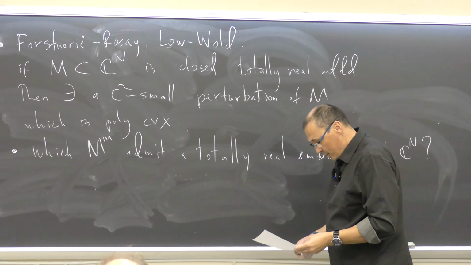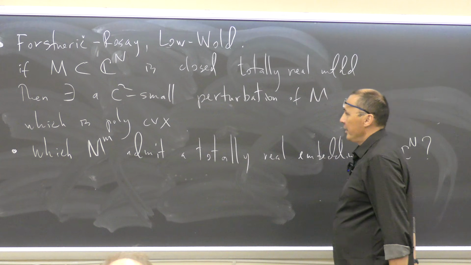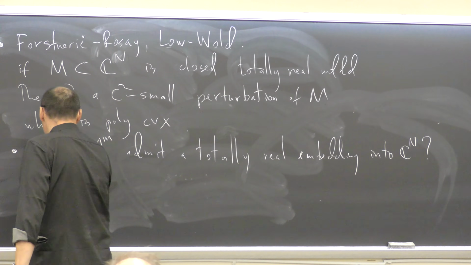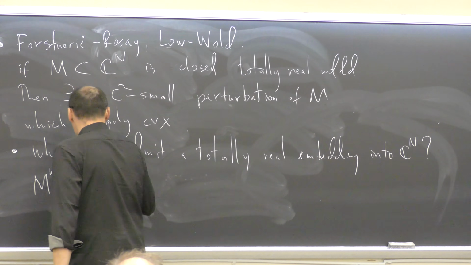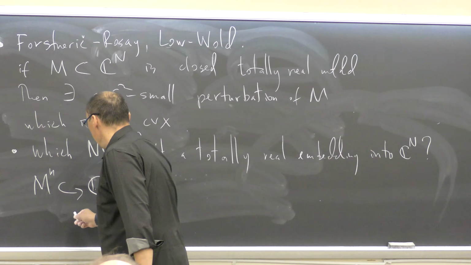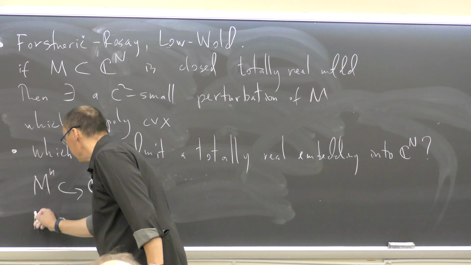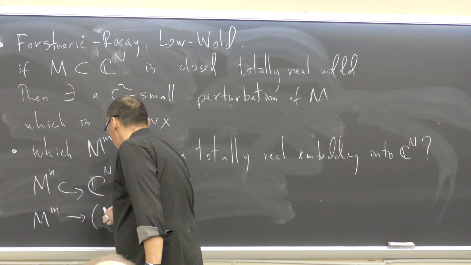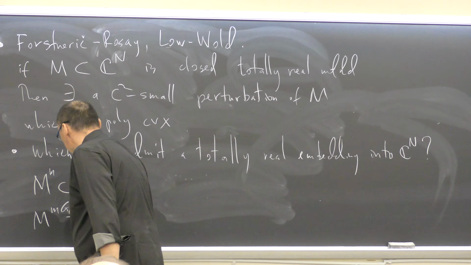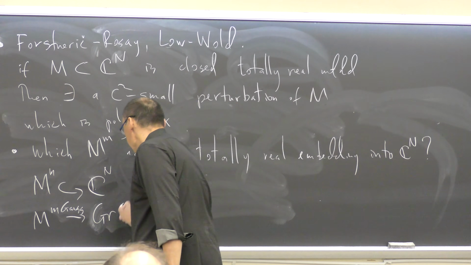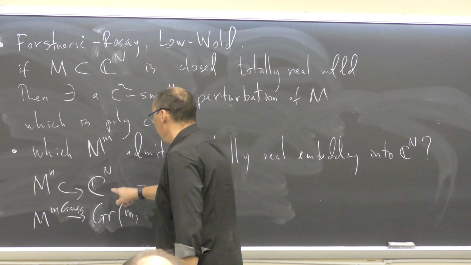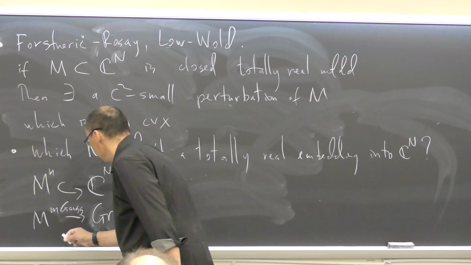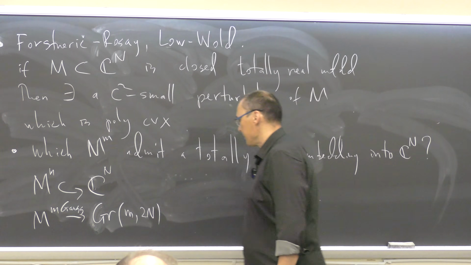And one way to do that is to look at some embedding of M into Cn, and then look at the Gauss map. So you look at the space of... so this is a Gauss map, and it goes into the Grassmannian of real M planes in Cn. So this would be 2 capital M as a real manifold, and this is the Gauss map.